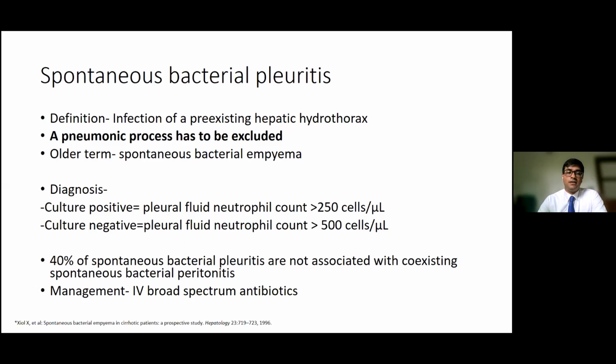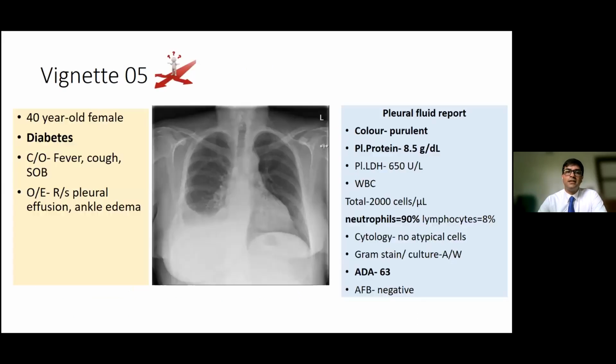You have to keep in mind that nearly 40% of spontaneous bacterial pleuritis cases are not associated with coexisting spontaneous bacterial peritonitis. Management would include IV broad-spectrum antibiotics.